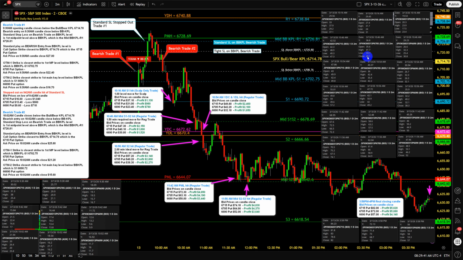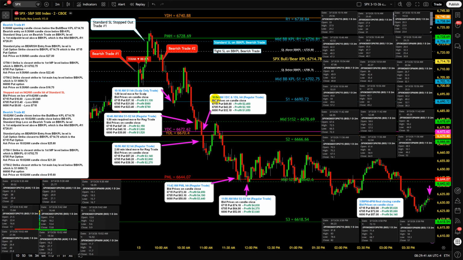67.05, $40.10 bid on the candle close, profit $1,890. Again, all of these figures are per option. So if you're trading just one option, then it's pretty clean cut. If you're trading multiple options, then you have to multiply these by the amount of options that you had. 66.90, $30.80 bid on the candle close, profit $1,520.